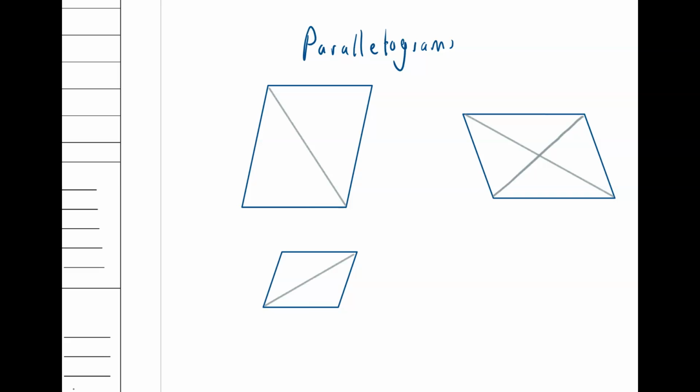But first I want to point out that the blue shapes here are the parallelograms, and the gray segments inside of them are the diagonals of the parallelograms. If you look at the ones on the left, the diagonals create two congruent triangles. And that's really important to remember when you're looking to find different sides or angles.